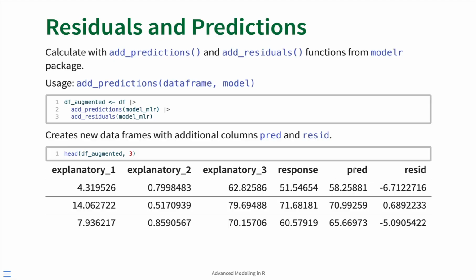And as you can see here, we have the original response variable, which for this first row of data was 51.5. And we also have now the predicted value of the response variable, which in this case is 58.25. And we have the residual, which is the difference between those two numbers.